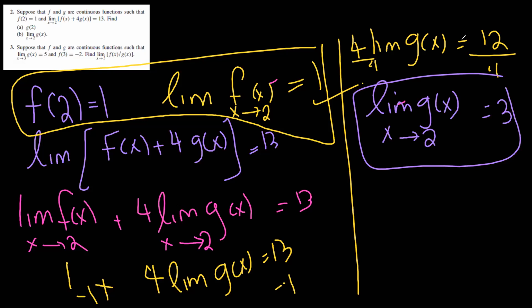Okay? So who can tell me now what about g of 2? Since it is continuous, what about g of 2? 3. It will be 3 also. Thank you. Because it's continuous, the limit of g of x as x approaches 2 is equal to g of 2. Is it clear now? Yes, miss.